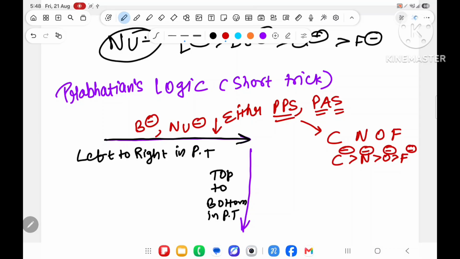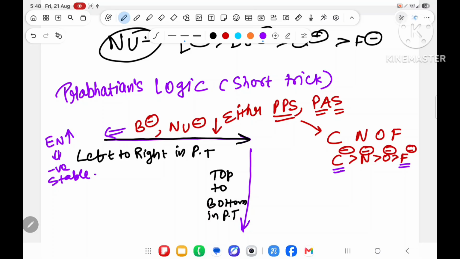Either it is polar protic or polar aprotic, and logically you will say that a less electronegative atom has an unstable negative charge, so it will give. Electronegativity increases. Why does this happen? Because whenever you go left to right in a periodic table, electronegativity increases. Negative charge becomes stable. Stable means less nucleophilicity, meaning either basic nature or nucleophilicity, either polar protic or polar aprotic.